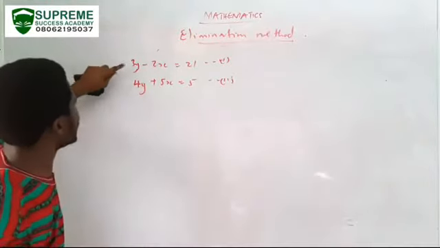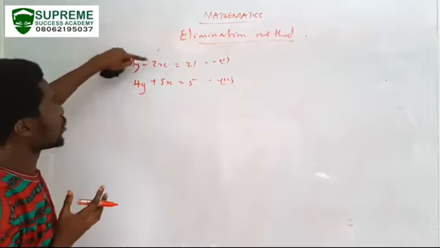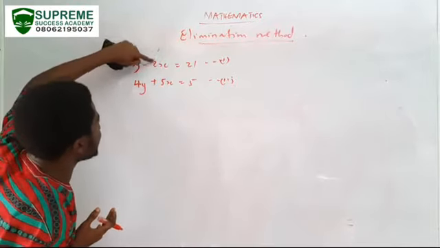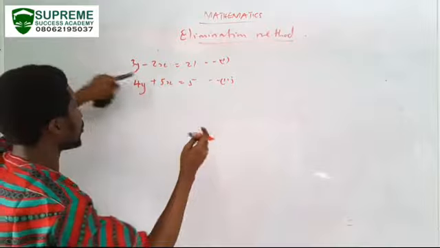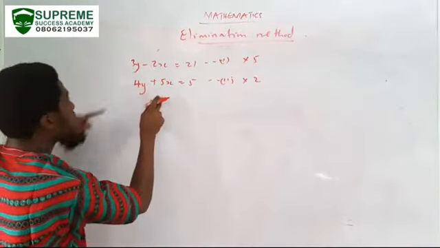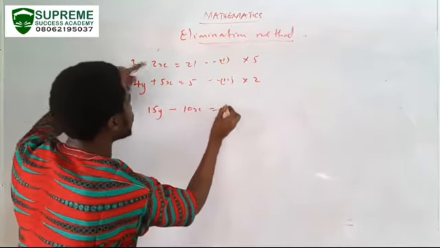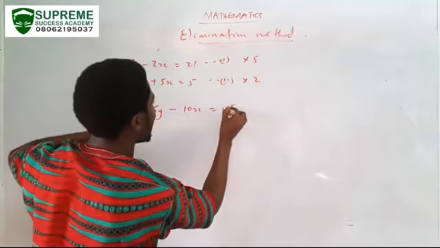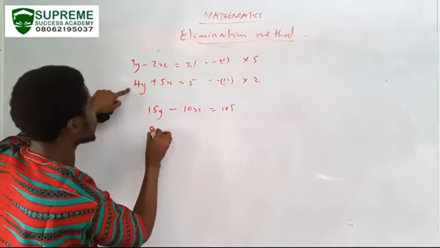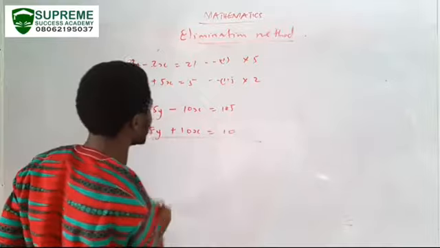Now, for you to do that, look at this, don't crack your brain. Let's say I want to remove x first. What do we do? Make this x coefficient and this the same. Simple. What will I do? Multiply this one by 5, multiply this one by 2, and we have 10 here. 5 times will give us 15y minus 10x equals 105. Then 2 multiplied by you have 8y plus 10x equals 10. Good.